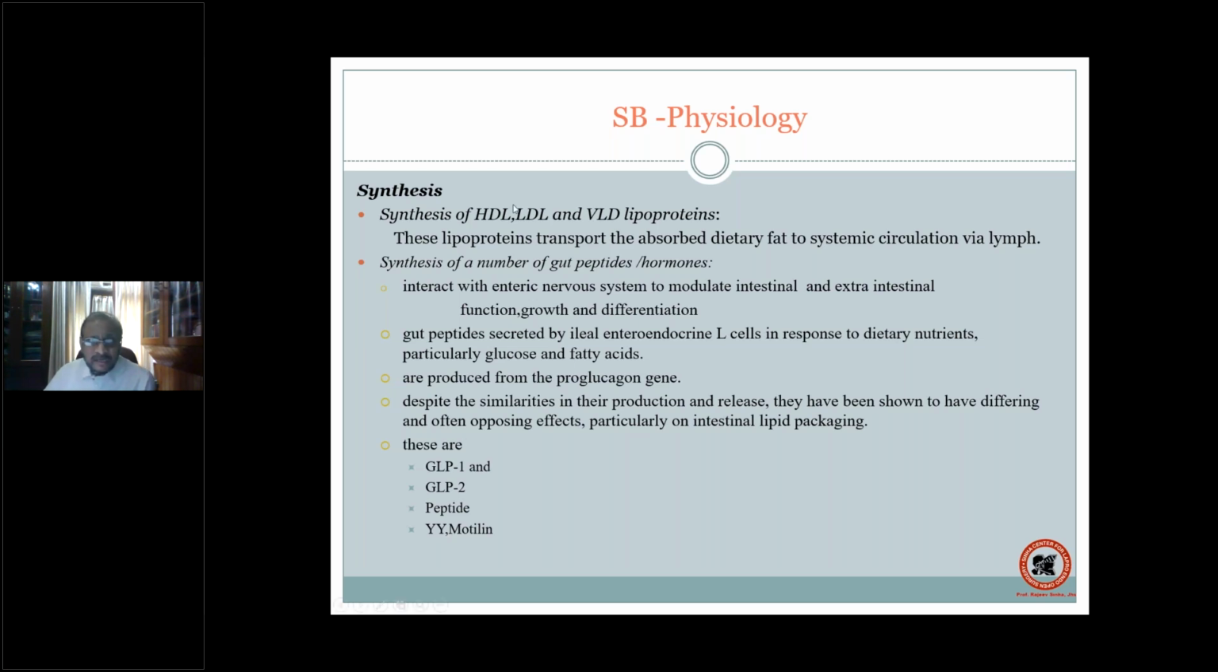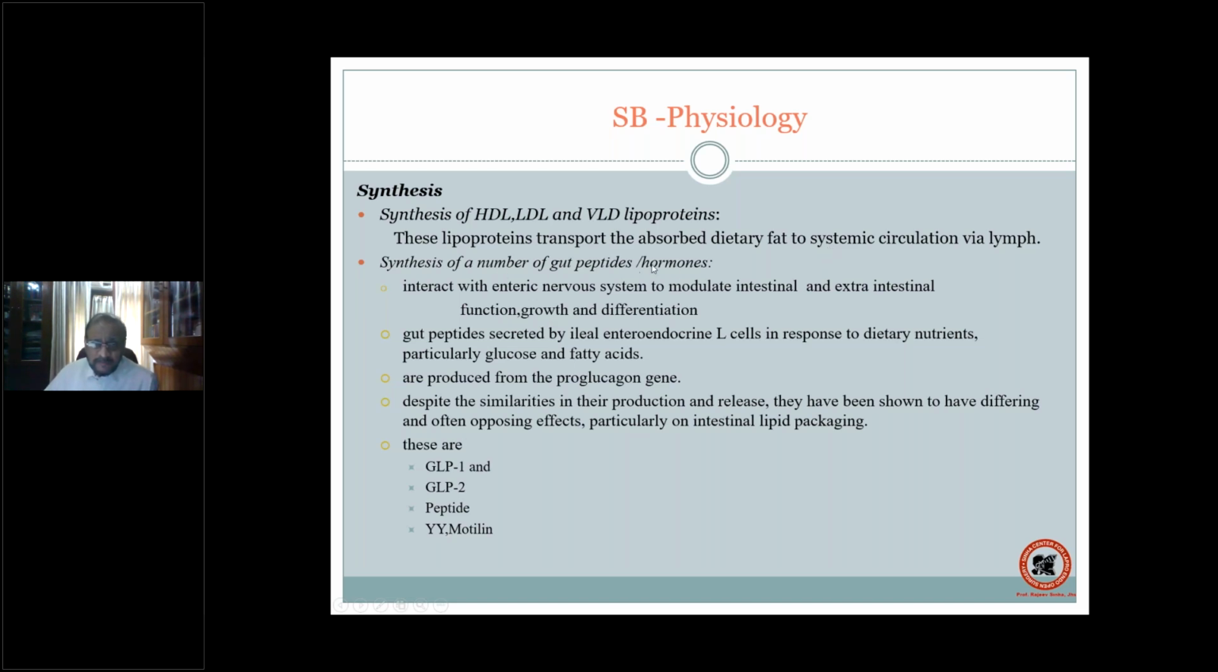Now these lipoproteins, they have got a bearing on your lipid profile. Your cardiac risk patient, if you got many of these lipoproteins running haywire, some of them are harmful, some of them are useful. But otherwise, the physiological function of lipoproteins is always there. That is as a carriage for the absorbed dietary fat.